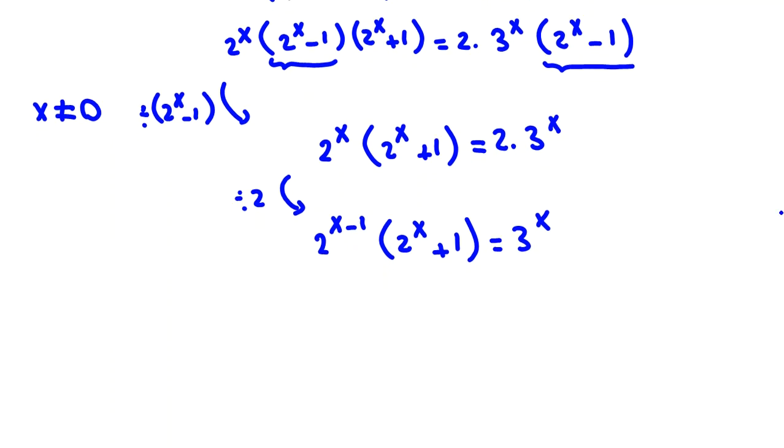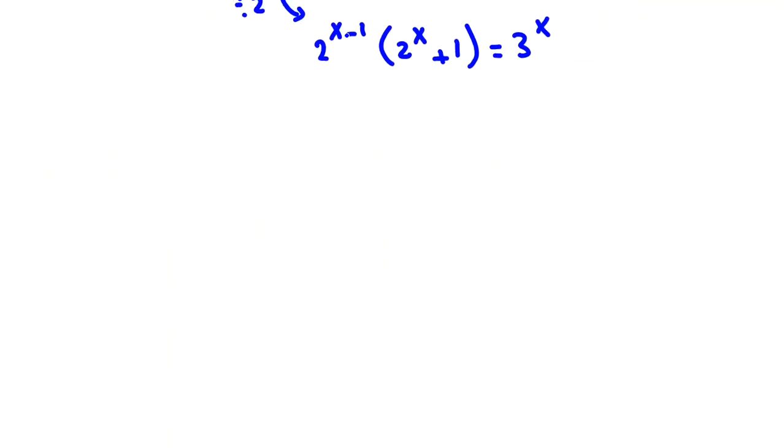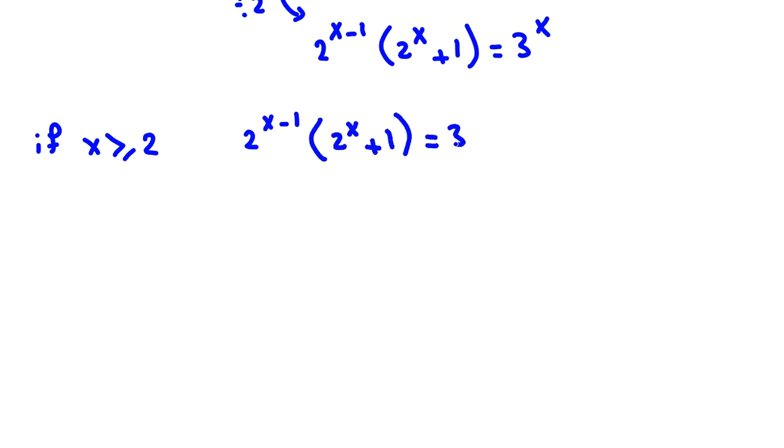If x is at least 2, the power is at least 1, so 2^(x-1) · (2^x + 1) = 3^x. Because x is at least 2, x minus 1 is at least 1, so 2 to the power of a positive integer is an even number. This part is an odd number.